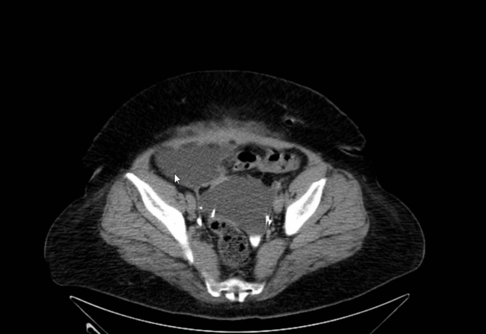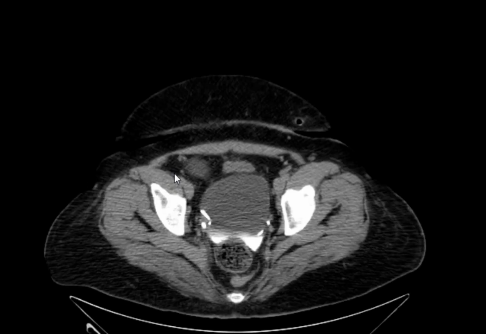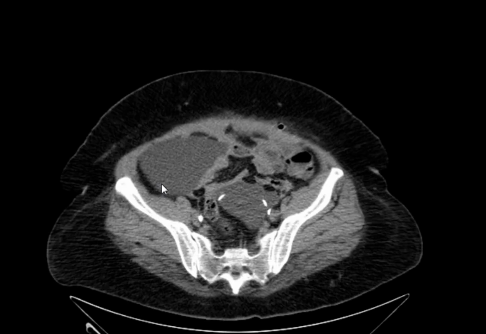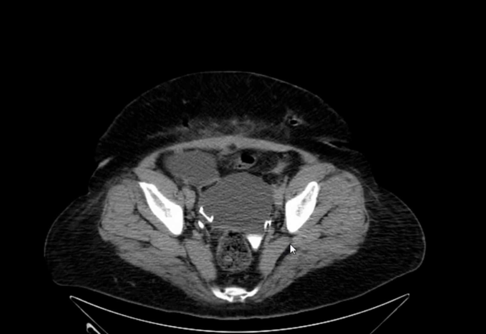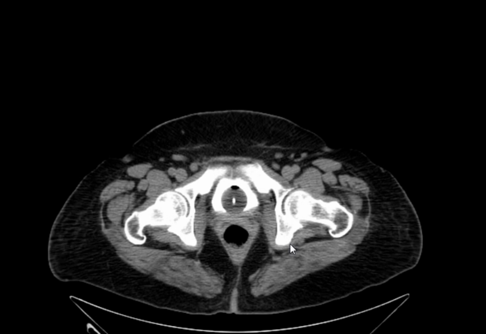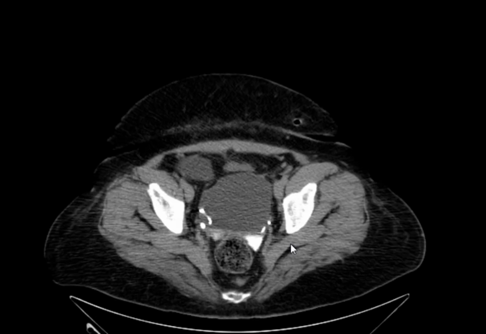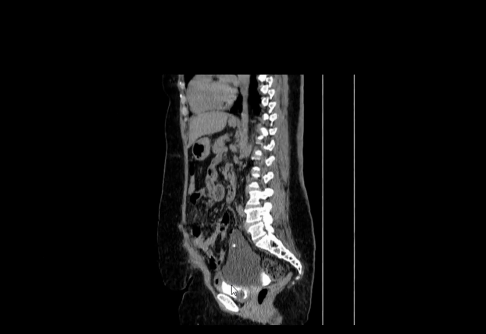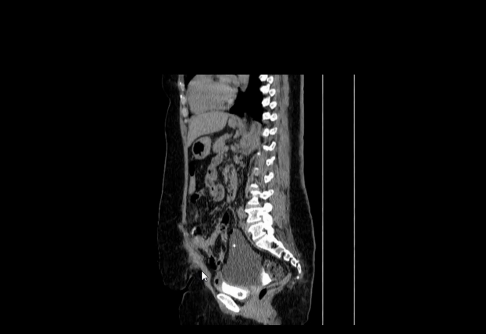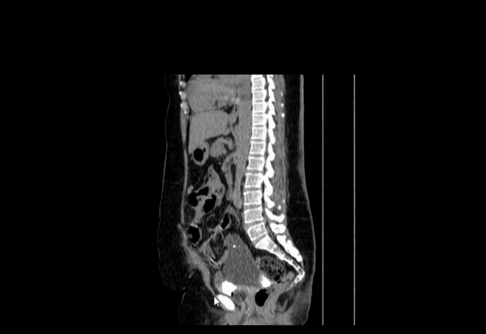So what would we say to the referring physician? On the side of the hysterectomy. So where's the bladder? Here, this should be the bladder. And this is what? This is the collection. What kind of collection?